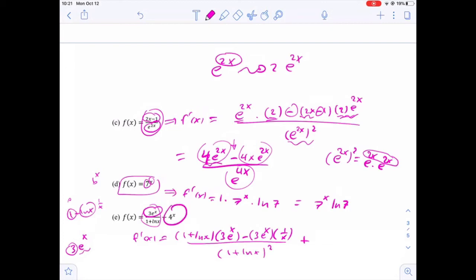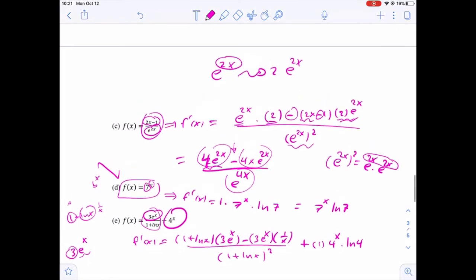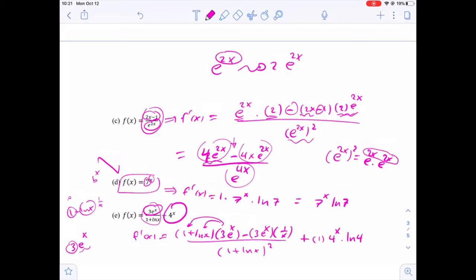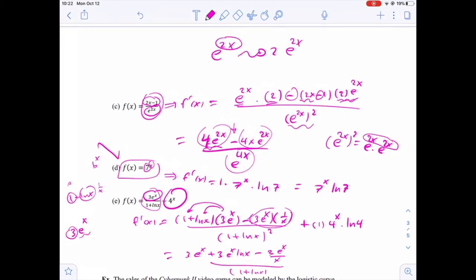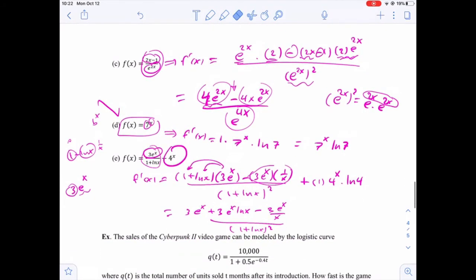Plus, what is derivative of 4 to the x? We already did a similar problem in D. So derivative of the power is x, derivative of x is 1 times the same exponential function times natural log of the base, which is 4. And then you can simplify, you can distribute this, you get 3e to the x plus 3e to the x natural log x minus 3e to the x over x, all divided by 1 plus natural log x squared. You can simplify if you want. You can bring this up here, it becomes x to the negative x, or you can just leave it in this form.